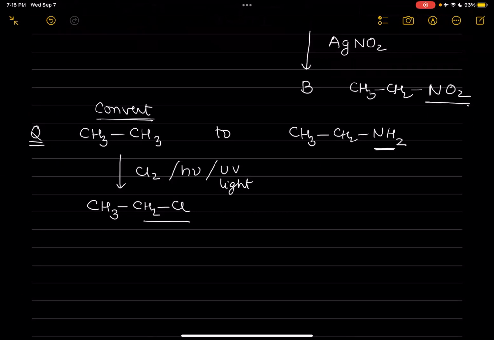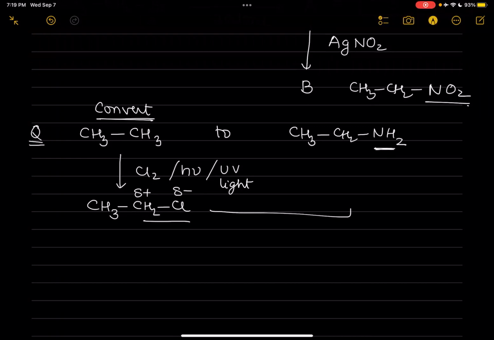Right. Now you have ethyl chloride, and it is more reactive because the Cl has a tendency to pull electrons. So there are some partial charges also, Anushka. So now the carbon can be attacked very easily. Which will be the next reagent in order to achieve this conversion? Which will be my next reagent, Anushka, which will displace the Cl minus by NH2?